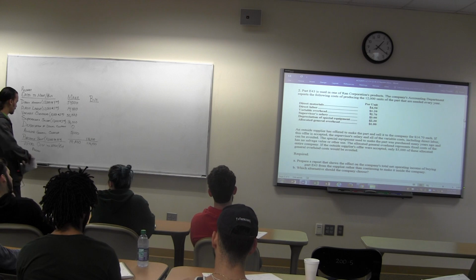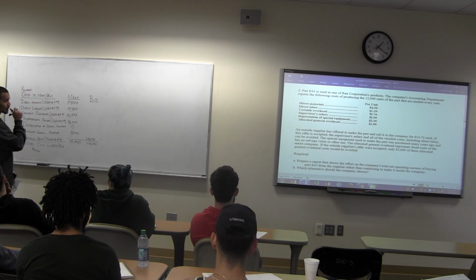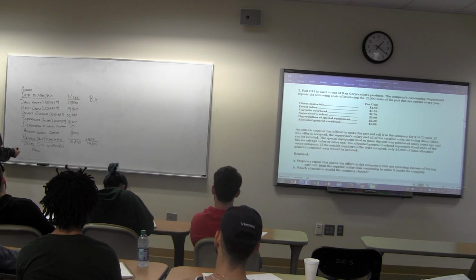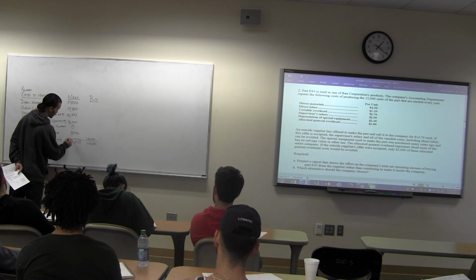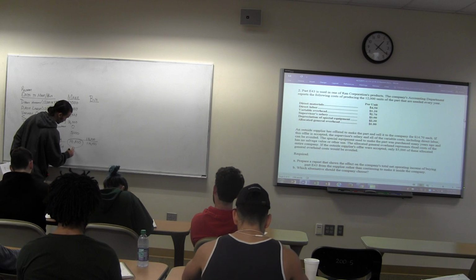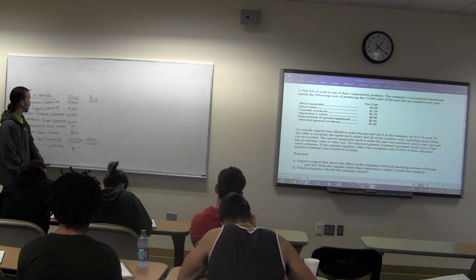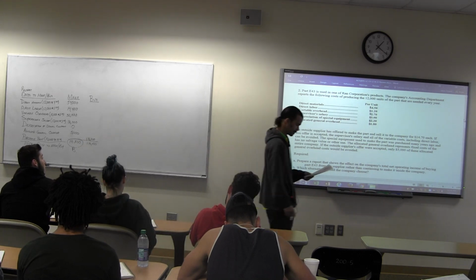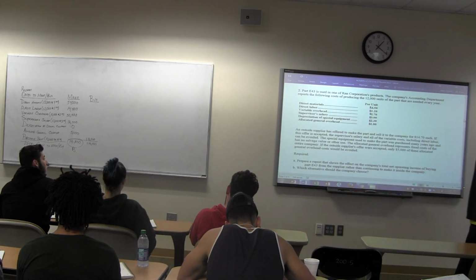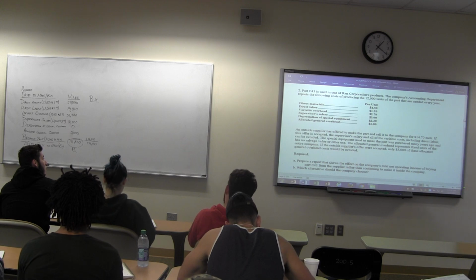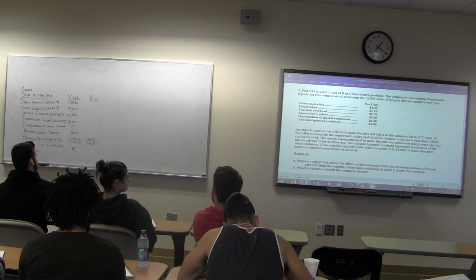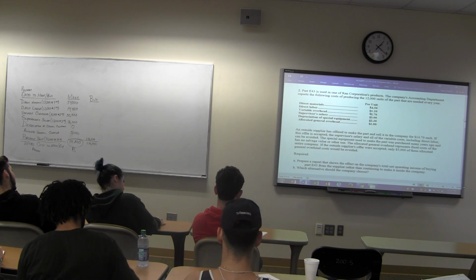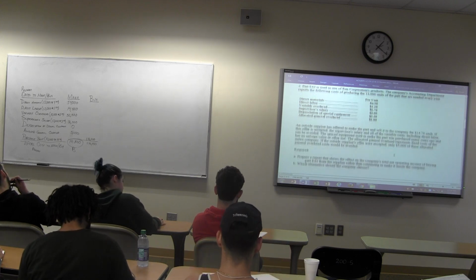So it says, question B, which alternative should the company choose? Should we make it or should we buy it? We should make it. If we buy it, we reduce our net income by how much? About 34,000. Okay. Any questions on that? All right.